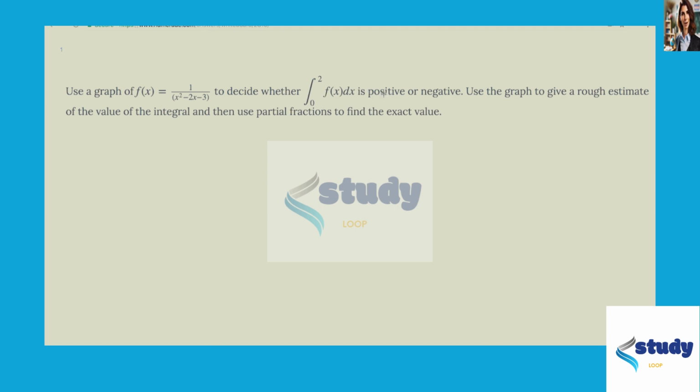Let's use the graph of this function f to decide whether or not this integral from 0 to 2 is positive or negative. We'll use the graph to give a rough estimate for the area, or the integral. Then we'll actually evaluate the integral to find the exact value. So let's look at the graph of f.